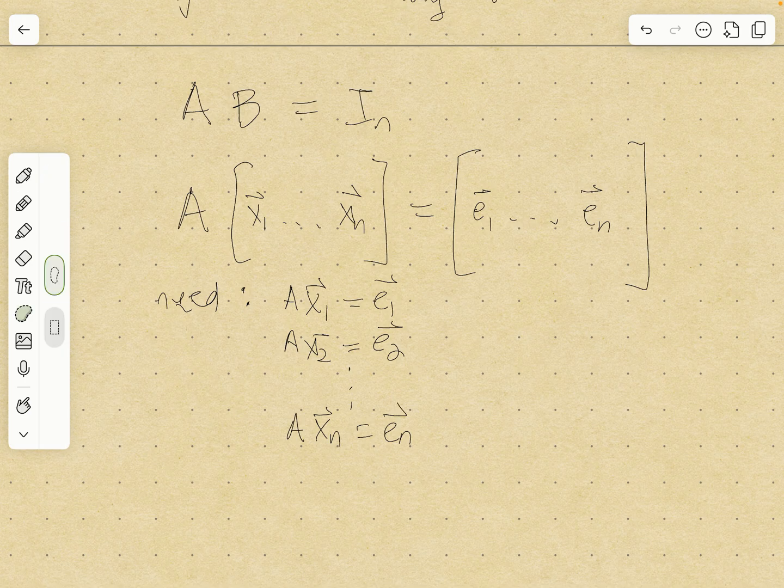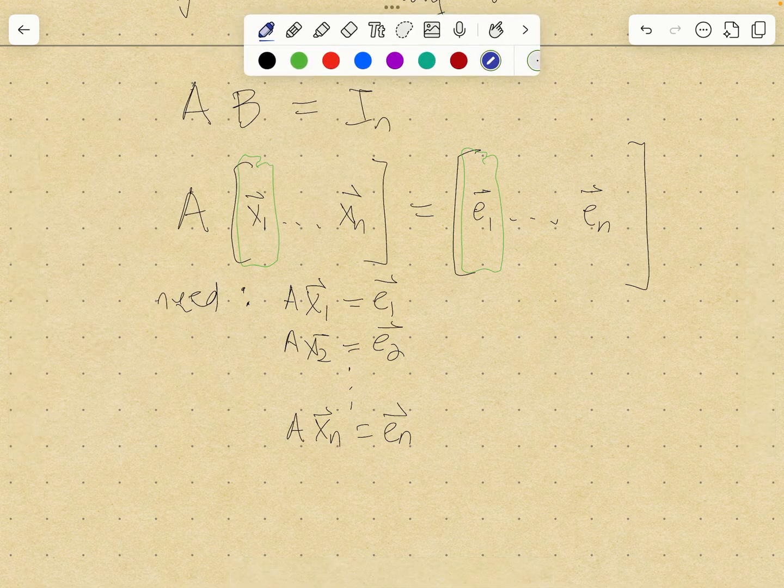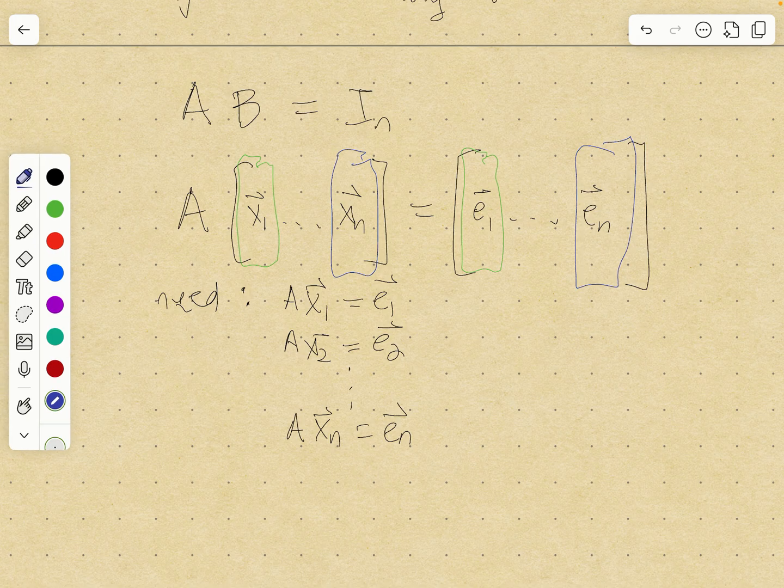Because remember, when you multiply a matrix by another matrix, you multiply the matrix by the columns. Right, A times the first column of B will equal the first column of the product. A times the nth column of B will equal the nth column of the product. That was how we defined the product of two matrices. Okay, so A times x1 will equal e1, A times x2 equals e2, all the way to A times xn equals en.